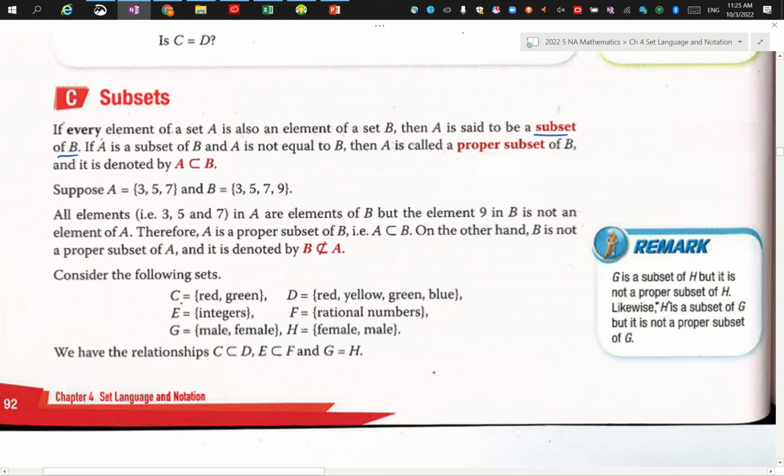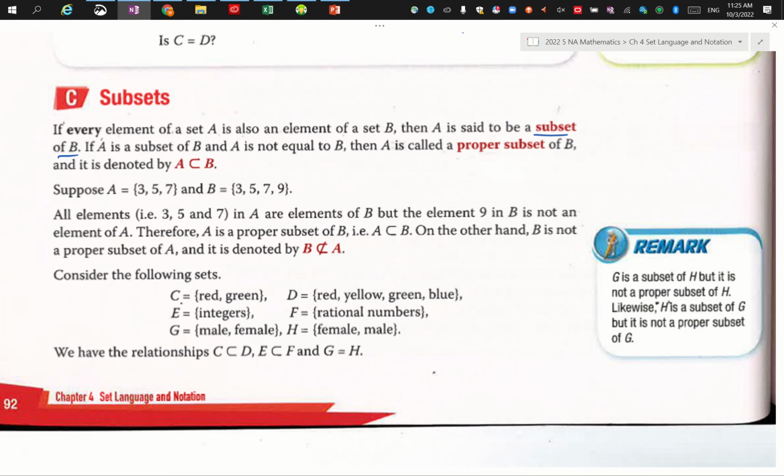It's a subset. Now, if A is a subset of B, but A is not equal to B. So when does that happen? Everything inside A is inside B, but A is not equal to B. Then we say it is called a proper subset. So let me give you an example.